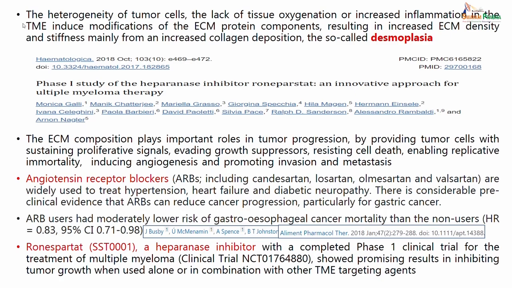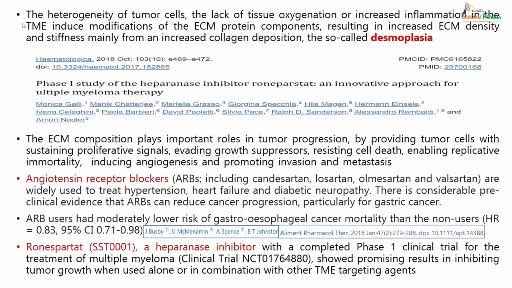Now, regarding ARB users in the study reported by Busby et al., I would request the listeners to kindly go through this publication. They have shown that ARB users had a moderately lower risk of gastroesophageal cancer mortality than the non-users, with a hazard ratio of 0.83.